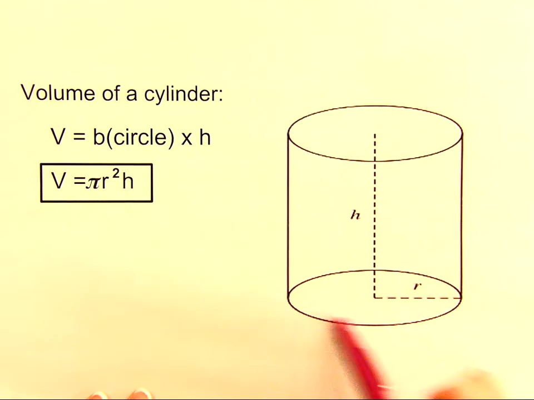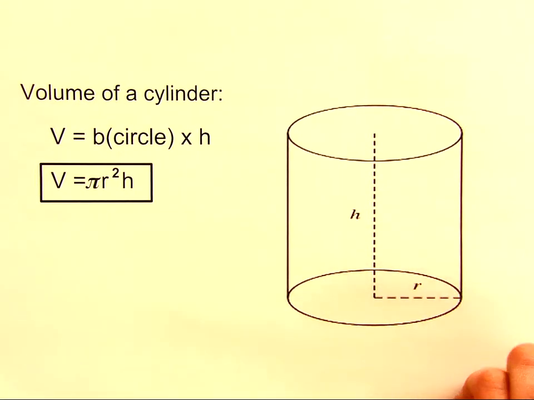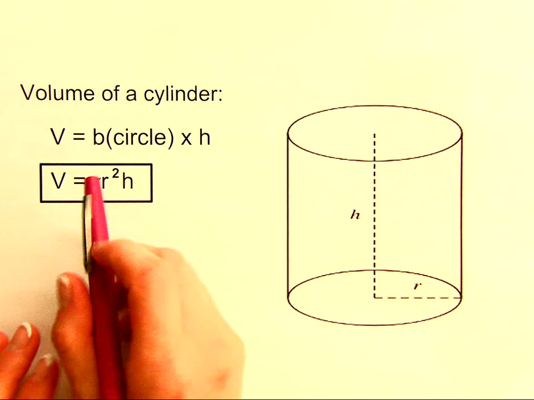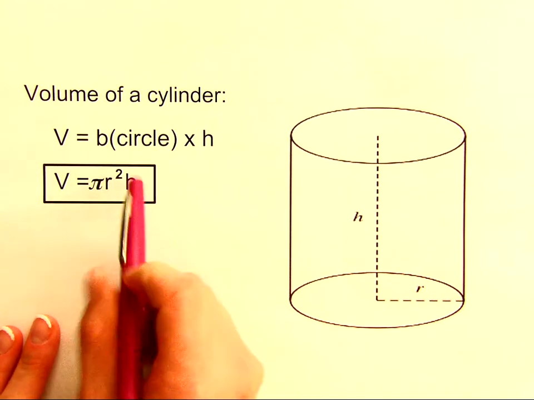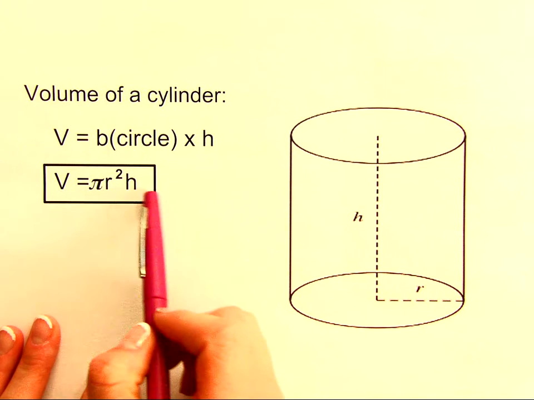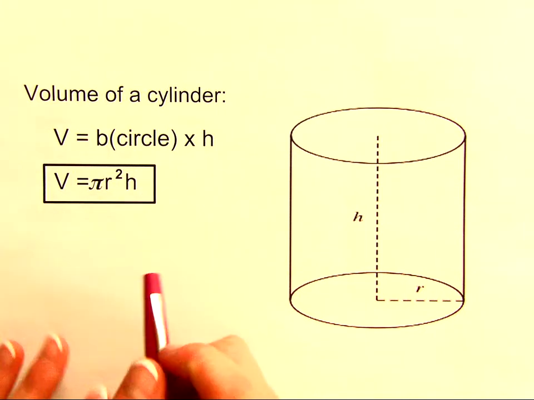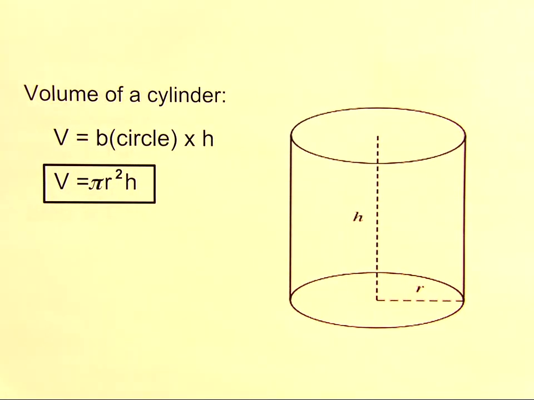And since our base is a circle, how do we find the area of our base or our circle? Well, we just learned that in our last video. Pi times radius squared is my base times height. So this is our formula for the volume of a cylinder. Volume is equal to pi times radius squared times your height.